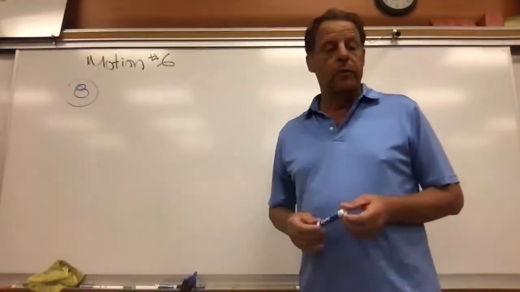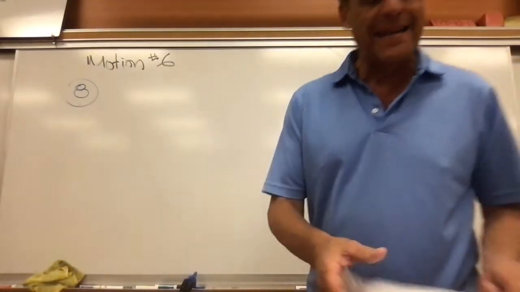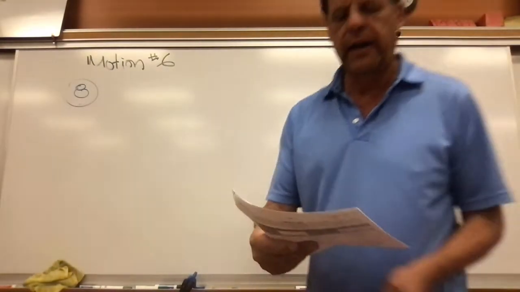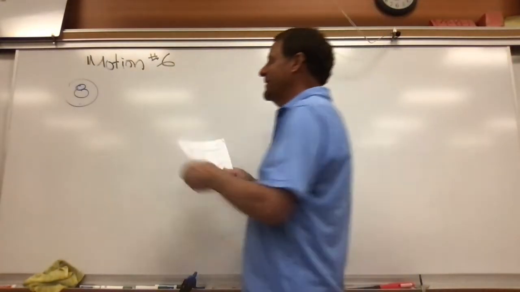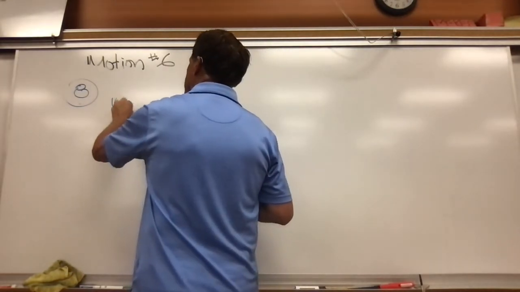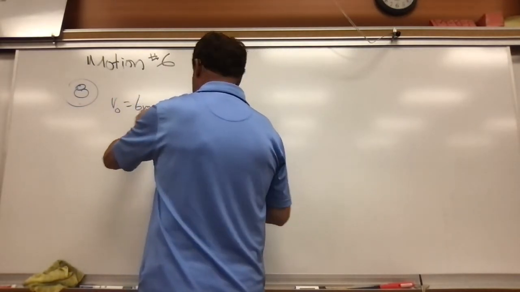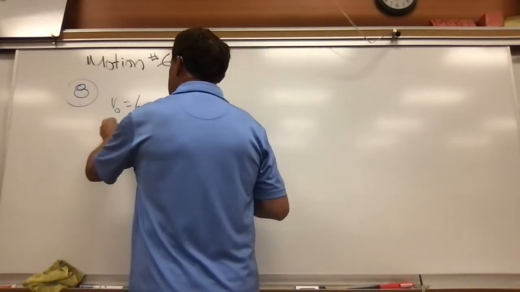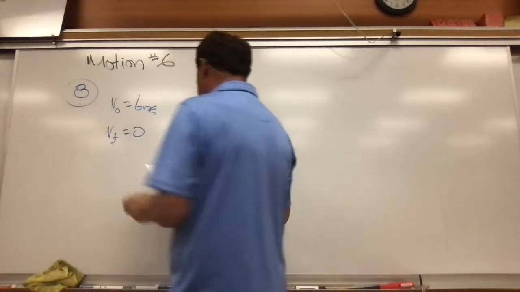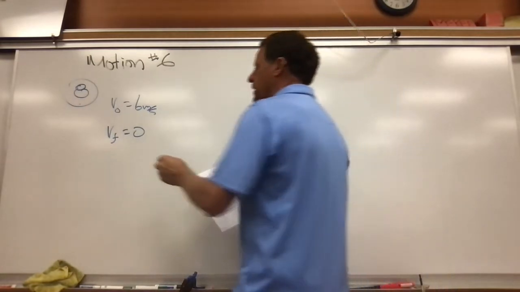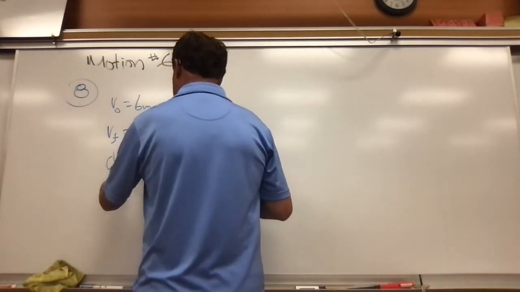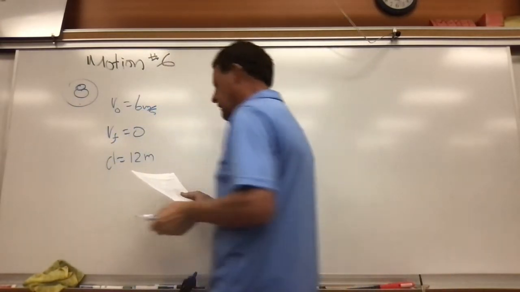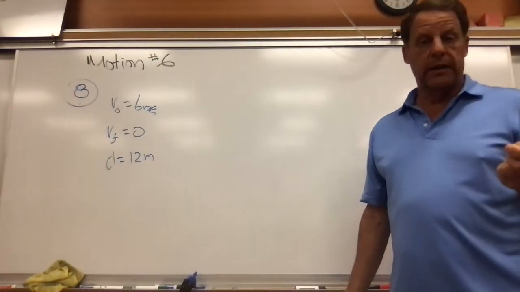All right, you guys, we're back with problem number 8. Now, problem number 8 is telling us a runner has an original velocity of 6 meters per second. And he slows down to 0. So we have a final velocity of 0. And the runner is covering a distance of 12 meters. And we want to know how long it takes.